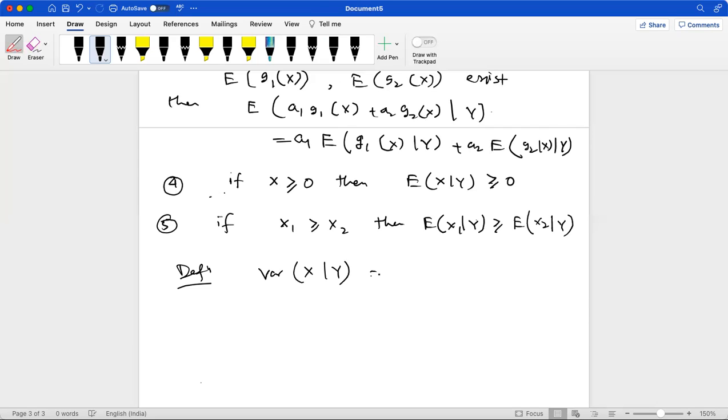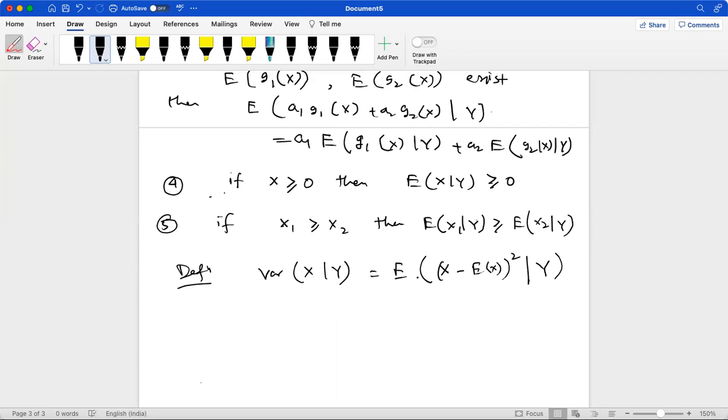We can easily define this as the expectation of x minus expectation of x, that whole square, given y. So this is a random variable. On the right hand side, the function here is actually that Borel measurable function, x minus expectation of x whole square. So similarly, we can define the other raw moments and central moments, everything. So this is a basic definition.